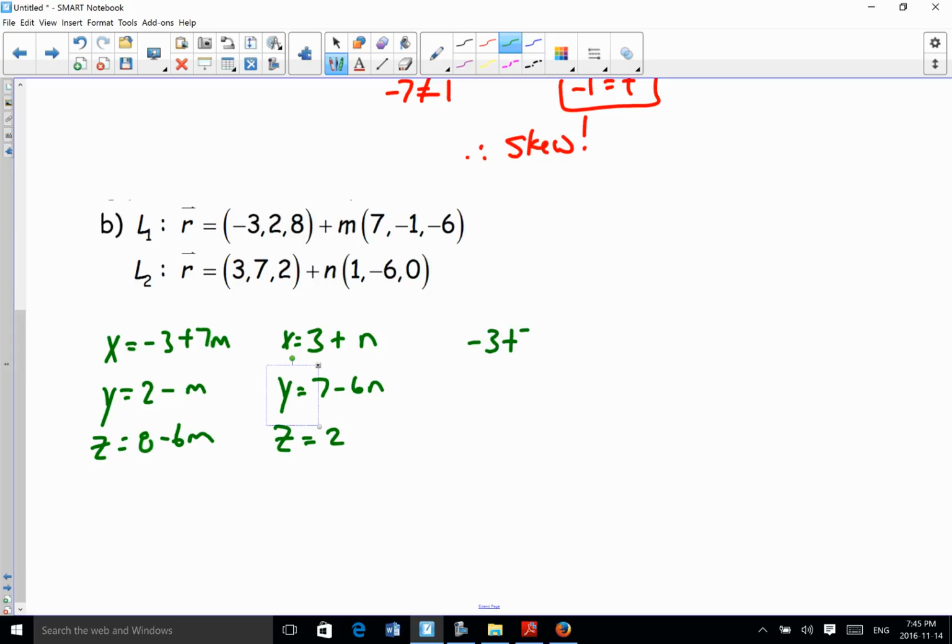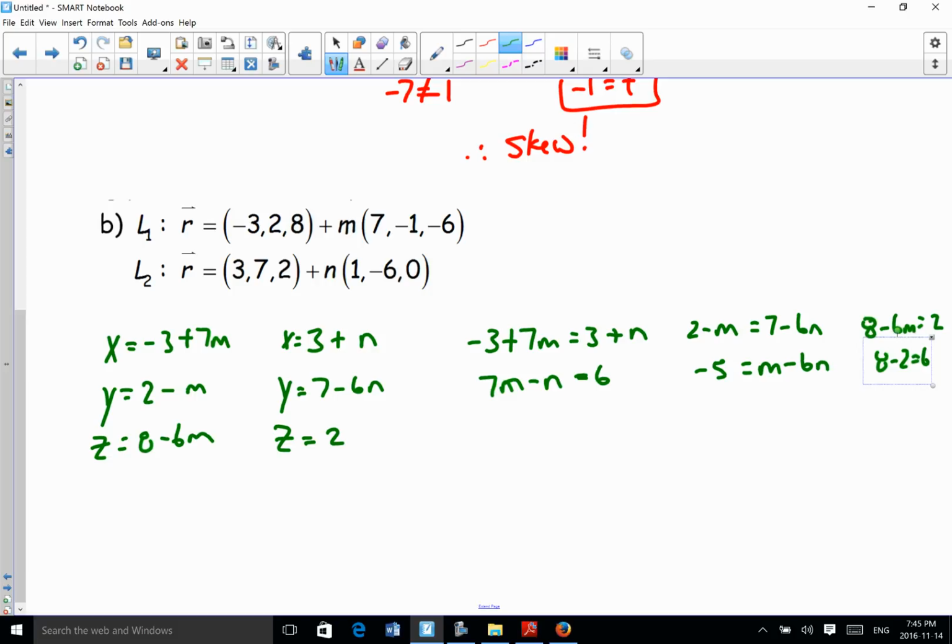So negative 3 plus 7m equals 3 plus n. So 7m minus n equals 6. We'll do the same thing with our y's. So I'll put the m on the right side this time. Bring the 7 over, you get negative 5. And the nice one, 8 minus 6m is 2. Well, that one we can solve right off the bat. 8 minus 2 is 6m, so 6 is 6m, so m is 1.